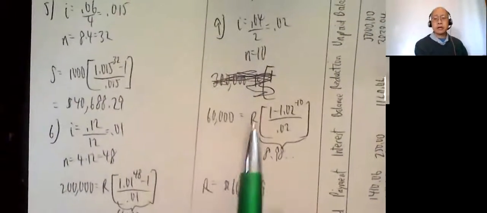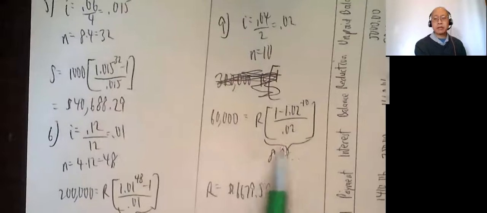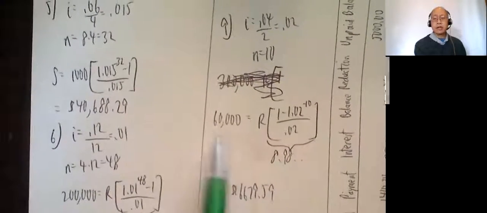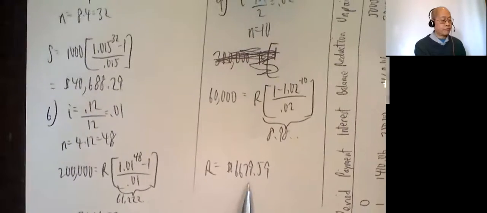So 60,000 is R times (1 minus 1.02 to the negative 10) divided by 0.02. This comes out to be about 8.98. Divide both sides by that 8.98. R is 6,679.59.